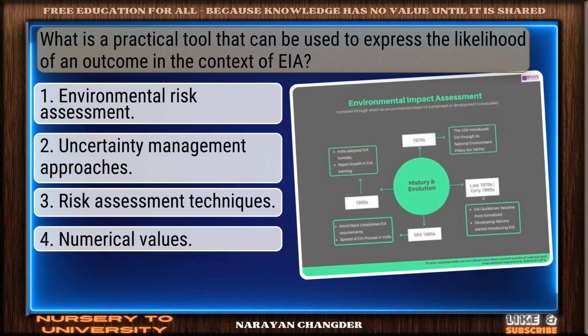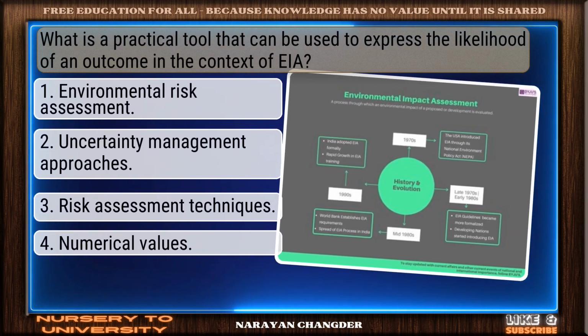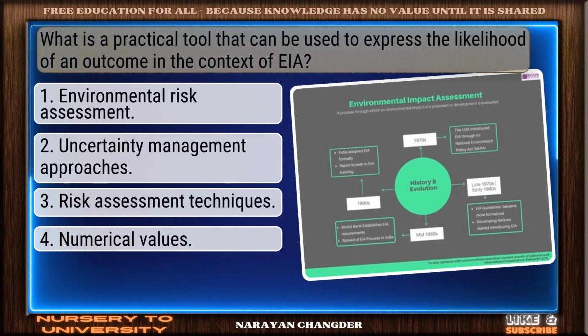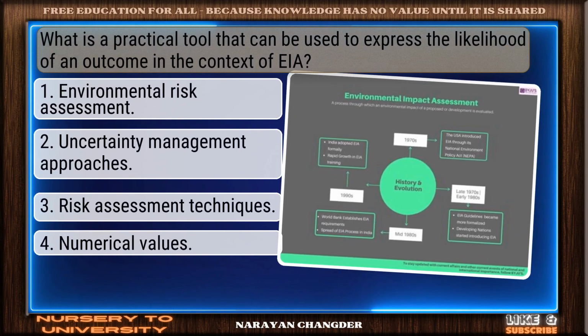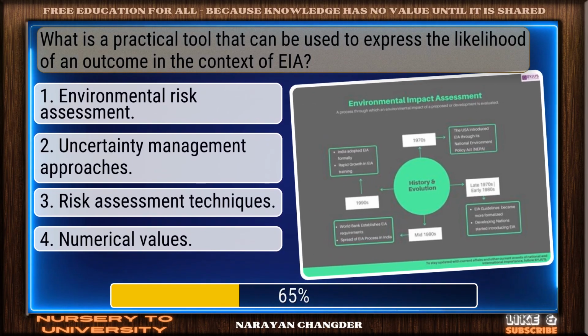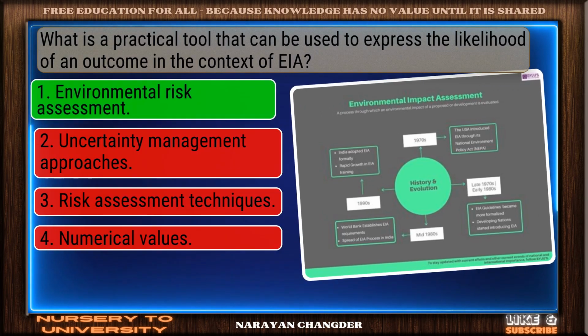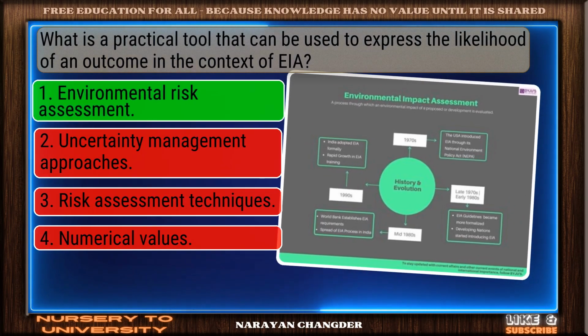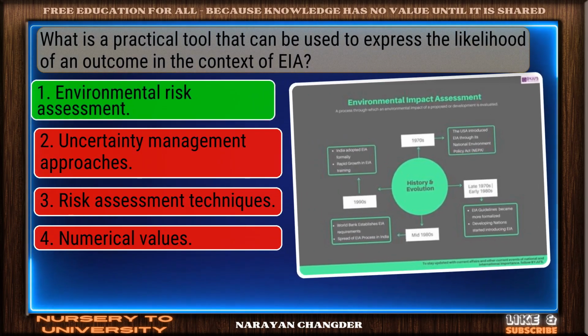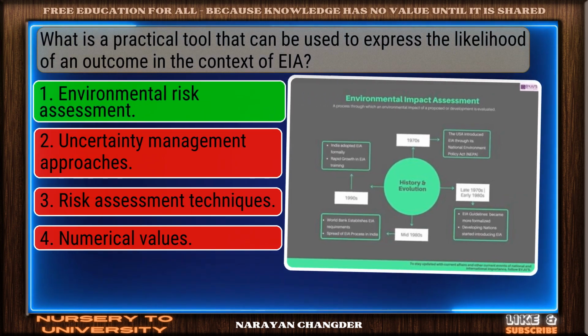What is a practical tool that can be used to express the likelihood of an outcome in the context of EA? Well-reasoned. Environmental risk assessment is the correct choice.